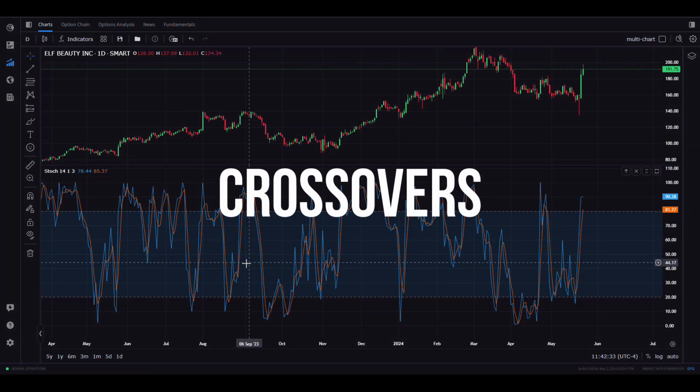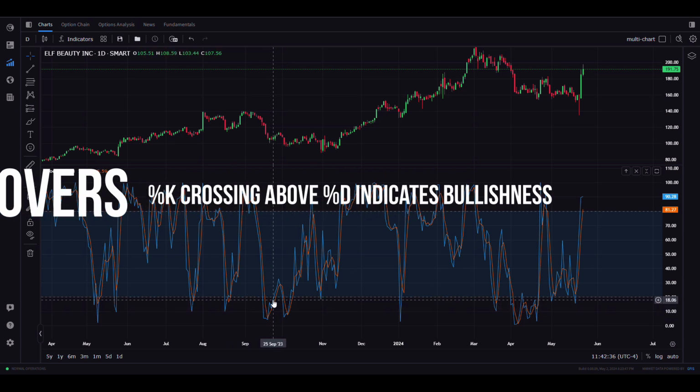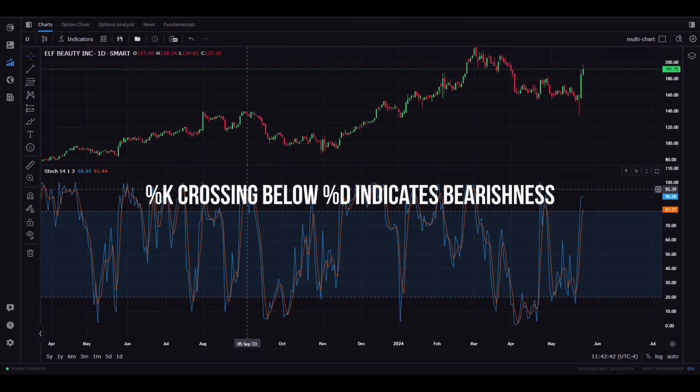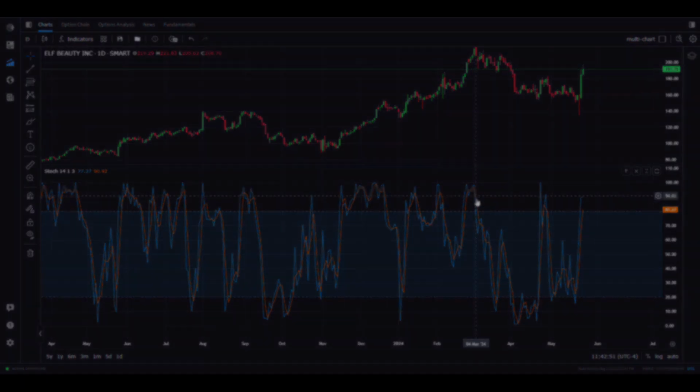Crossovers. When the %K line crosses above the %D line, it generates a bullish signal, suggesting potential upward momentum. Conversely, when the %K line crosses below the %D line, it generates a bearish signal, suggesting potential downward momentum.